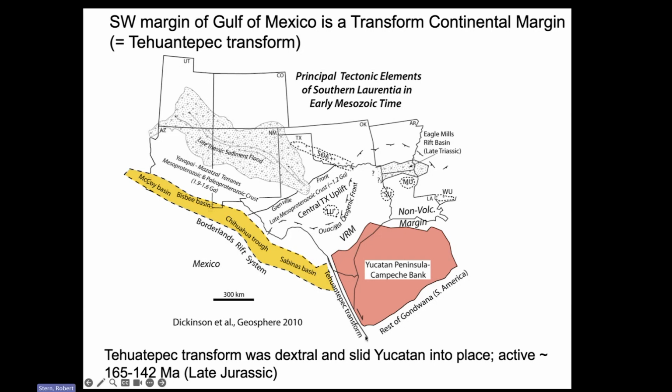Now, this idea also allowed us to think about the relationship of these basins in northern Mexico and going into Arizona, the Sabinas Basin, the Chihuahua Trough, the Bisbee Basin, the McCoy Basin, as an aulacogen related to this opening Gulf of Mexico system. So controversial, perhaps, but interesting.